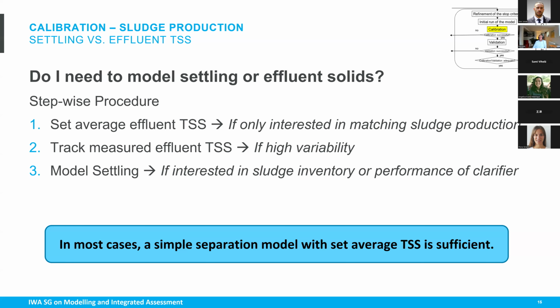And then the last one is really modeling settling. So the first two are a simple separation step, right? A certain percentage goes off to the effluent and the rest goes into the underflow. It's a mass balance based model. The last one is to really model settling, and that is if you are interested in the performance of the clarifier. So you really want to understand how your clarifier works under different conditions.